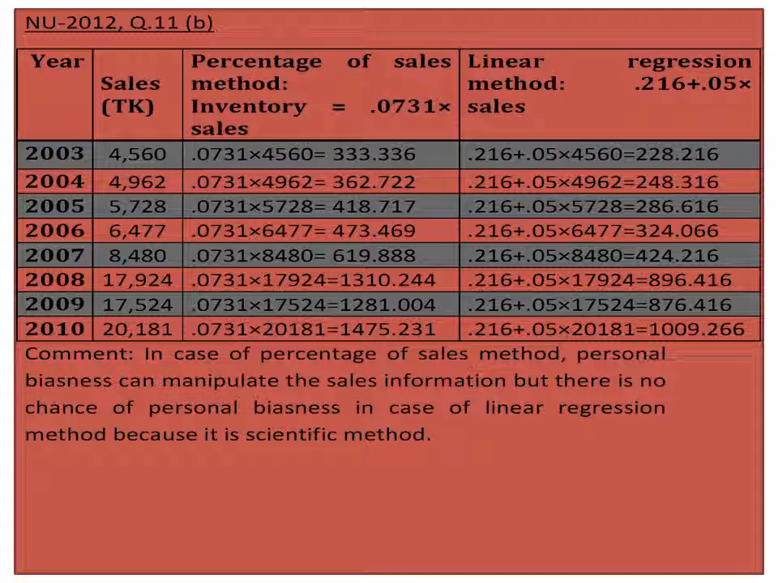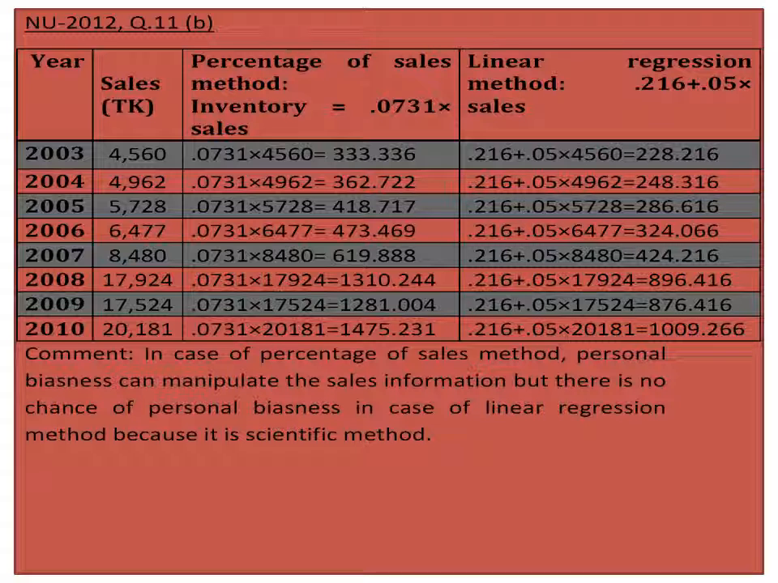Now, National University 2012 question 11b. The question is, you are given the following relationship: percent of sales method, inventory equals 0.0731 into sales; linear regression method, 0.216 plus 0.05 into sales. Using this equation, forecast the inventory level from the data given in the following table and comment on the result.